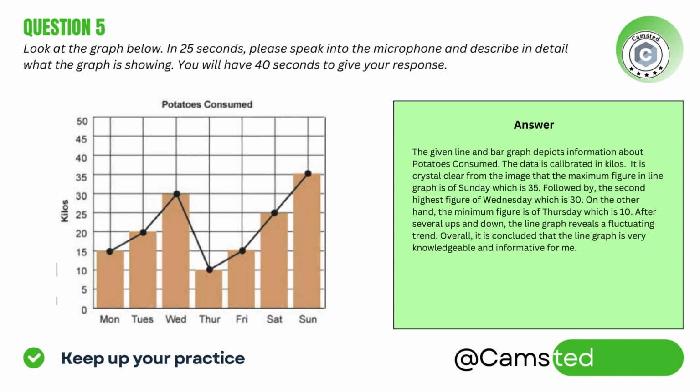On the other hand, the minimum figure is of Thursday, which is 10. After several ups and downs, the line graph reveals a fluctuating trend. Overall, it is concluded that the line graph is very knowledgeable and informative for me.